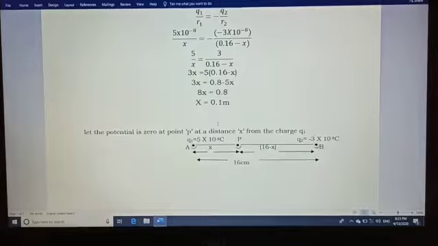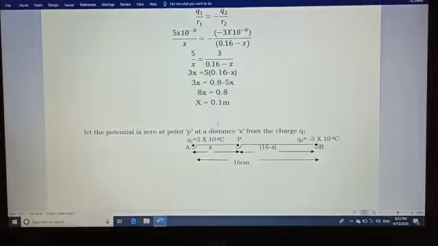So today we are going to study some of the problems in potentials. So let us consider the first problem. Two point charges, 5 into 10 to the power of minus 8 coulomb and minus 3 into 10 to the power of minus 8 coulombs, are located 16 centimeter apart. So let us consider this one.